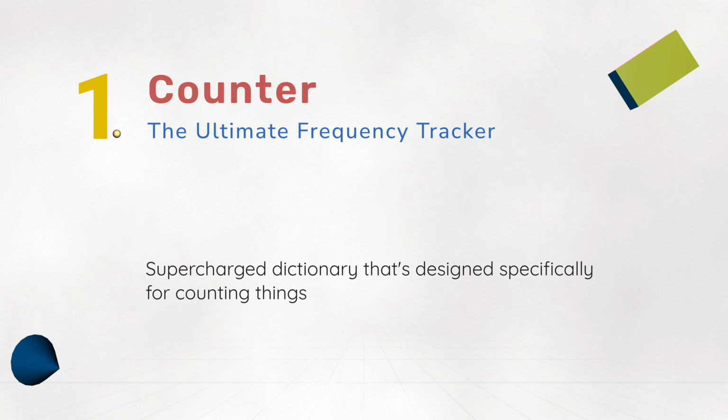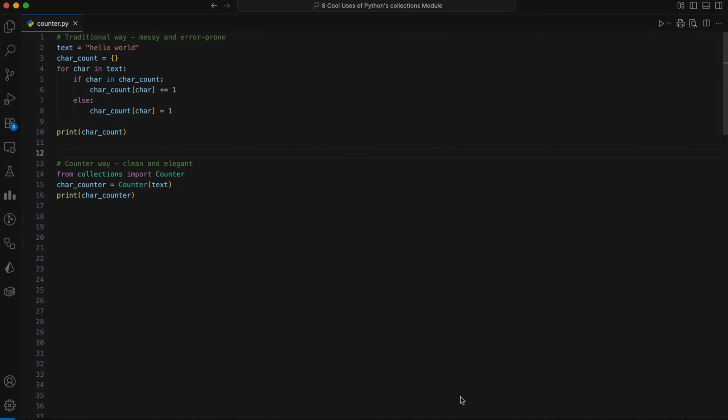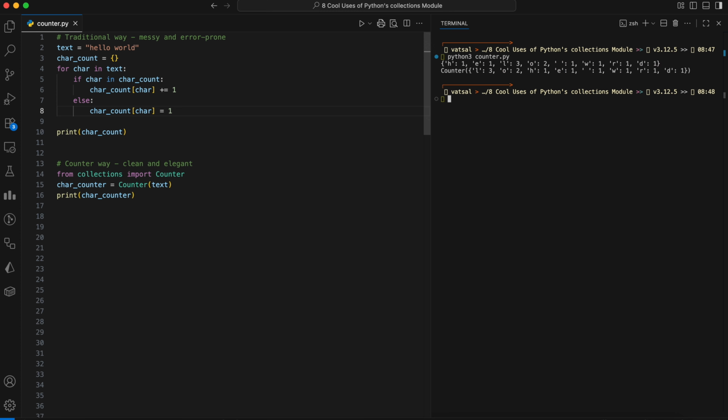Our first stop is Counter. Think of it as a supercharged dictionary that's designed specifically for counting things. Let me show you why this is so powerful. This code demonstrates how to count character frequencies in a string using two different methods. The first method uses a traditional for loop and a dictionary, manually checking if a character exists as a key and then incrementing its value or initializing it to 1. This approach is verbose and prone to errors.